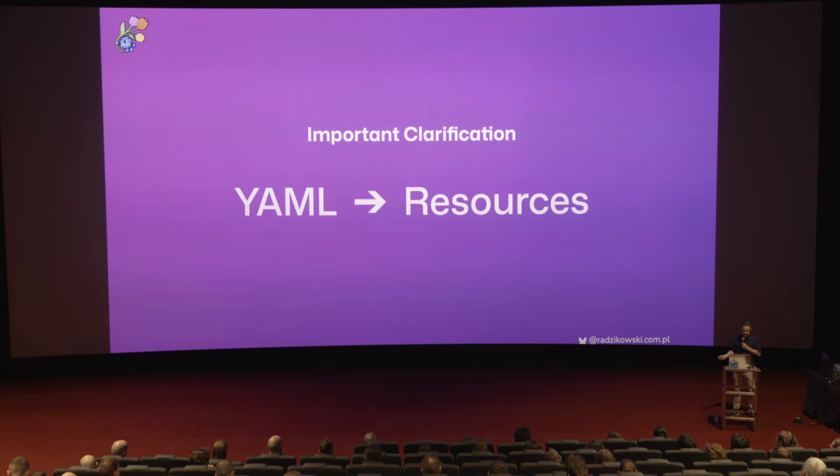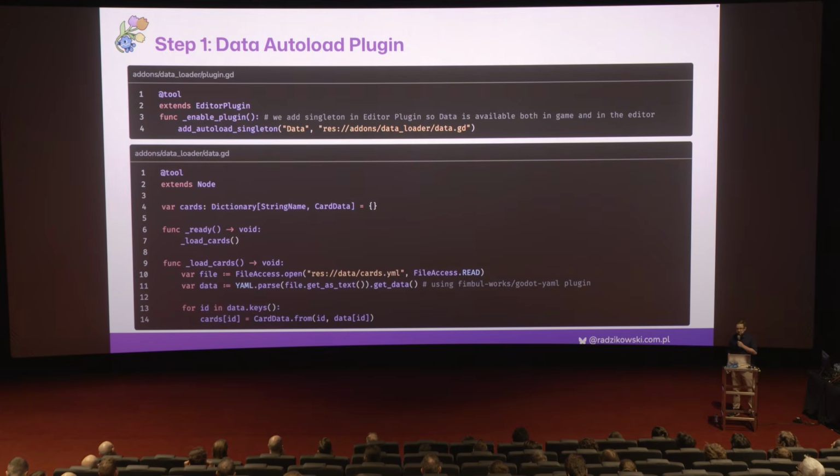And here comes the code. How to do all of that with YAML, with quite a few nice things along the way. First, we'll start with the plugin. We need to create an editor plugin. Why? Because we want the data that we will read from YAML to be available not only in the game that we will run, but also in the editor, because of reasons that will soon be clear. So we create an editor plugin. It's literally like four lines, not very complex, and all that it does is create an autoload singleton that will be available in our editor and in our game.